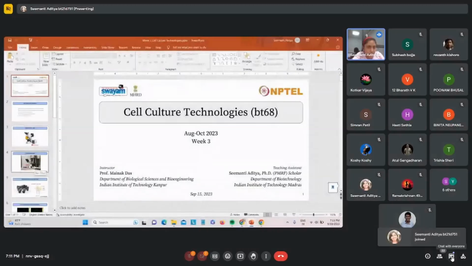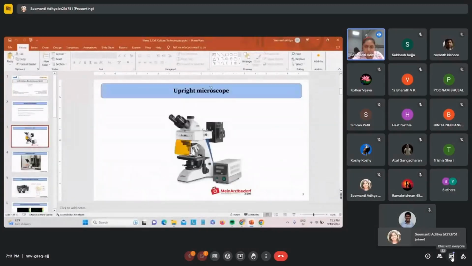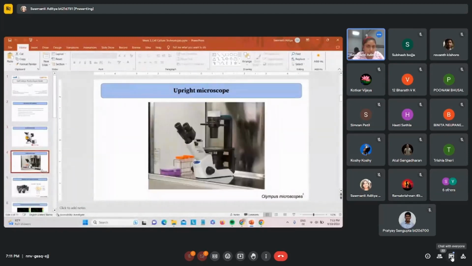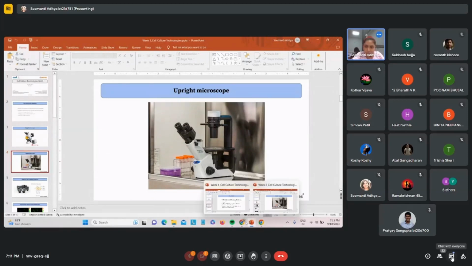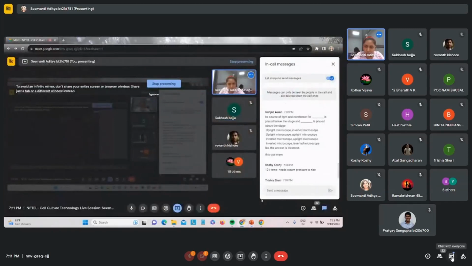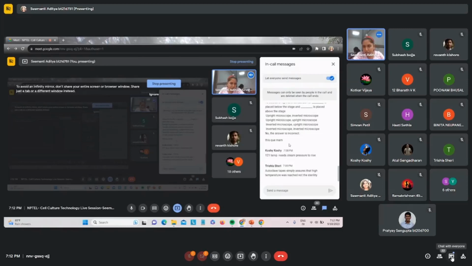So here, this is the upright microscope. For the upright microscope, the light will be below, and this is the inverted microscope. For the inverted microscope, it will be above. The light is from here. So the answer should be: for the upright microscope, the light is below the stage, and for the inverted microscope, it is placed above the stage.